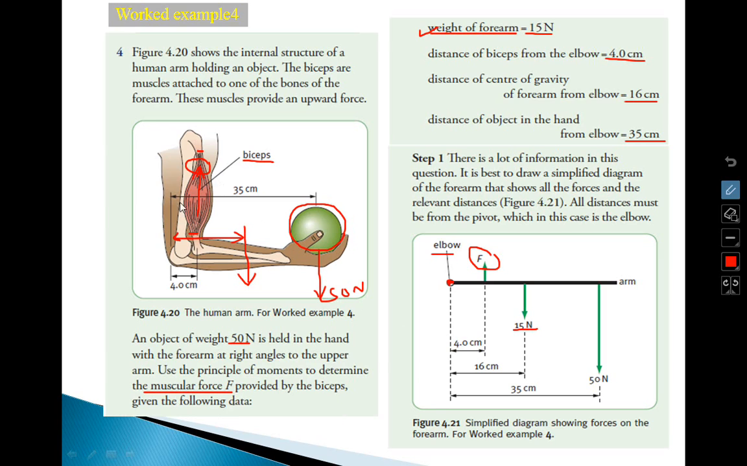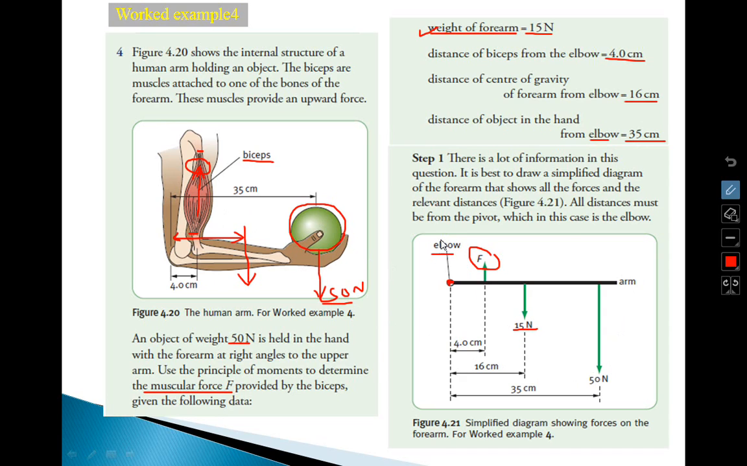So we have three forces. This is the first force, this is the second one, and this is the third one. The last force is what? The weight of the object, or object weight of 50 Newton. This is 50 Newton with a distance of 35 from the elbow. So this is the simplified version of this figure.